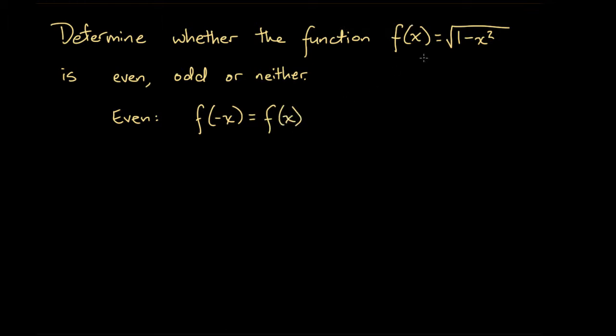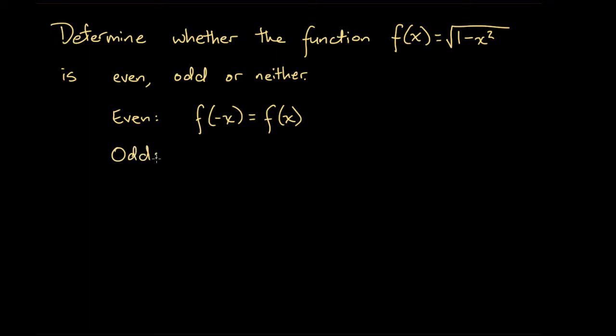That means for this function, if we were to substitute negative x every time we see x, and then if we were to simplify it, if that function f of negative x equaled our original function, if it was the same as the original function, then this function would be even. What about an odd function?